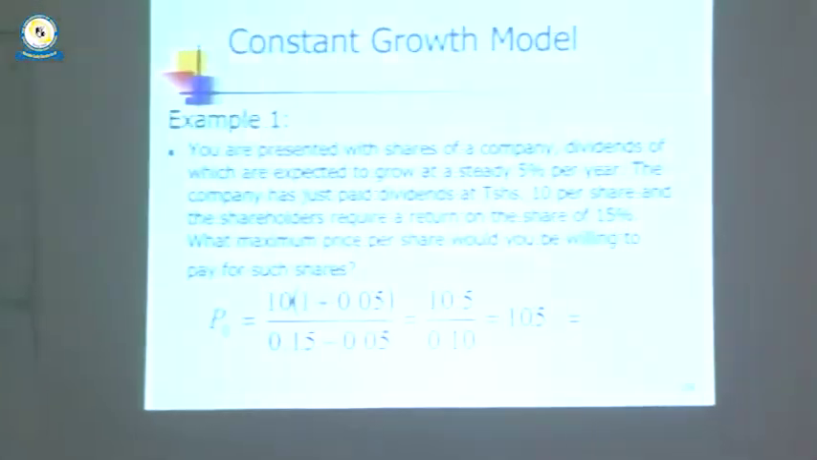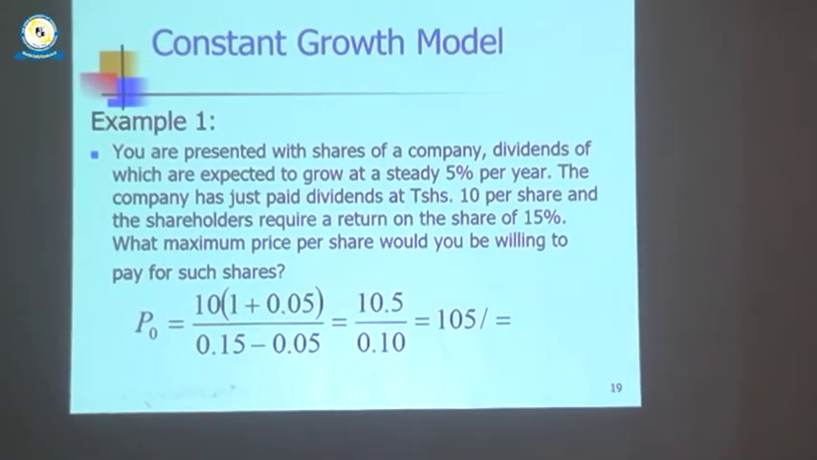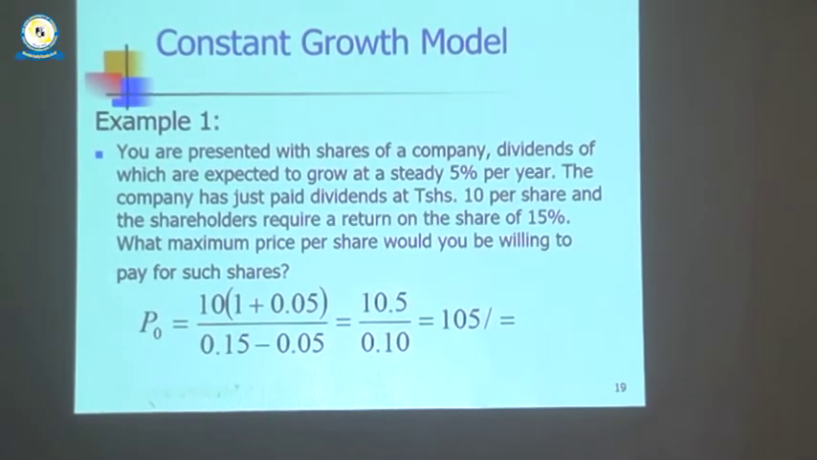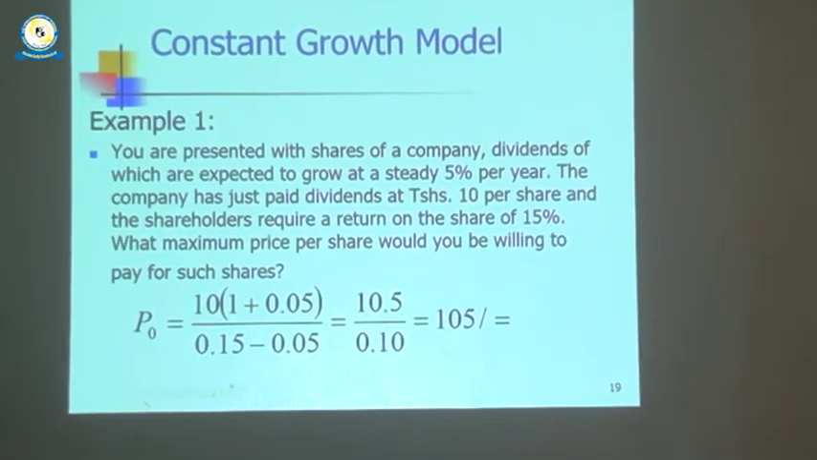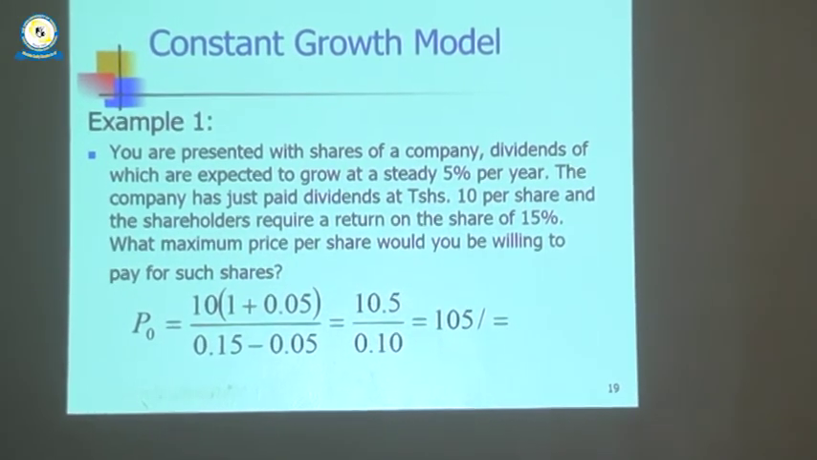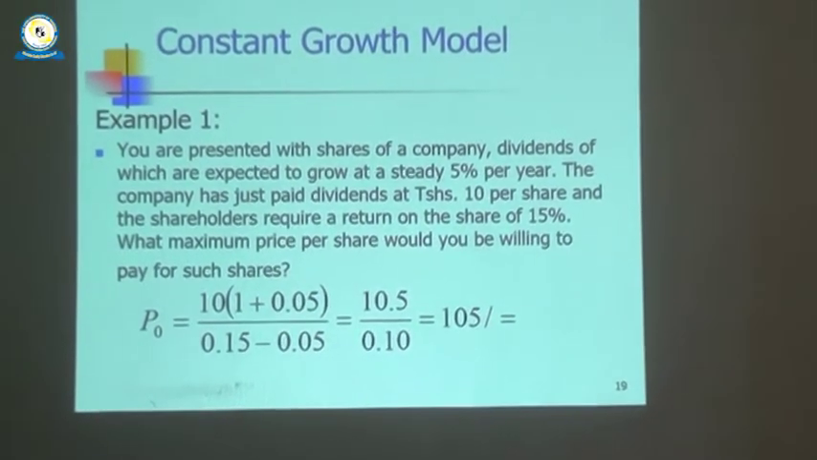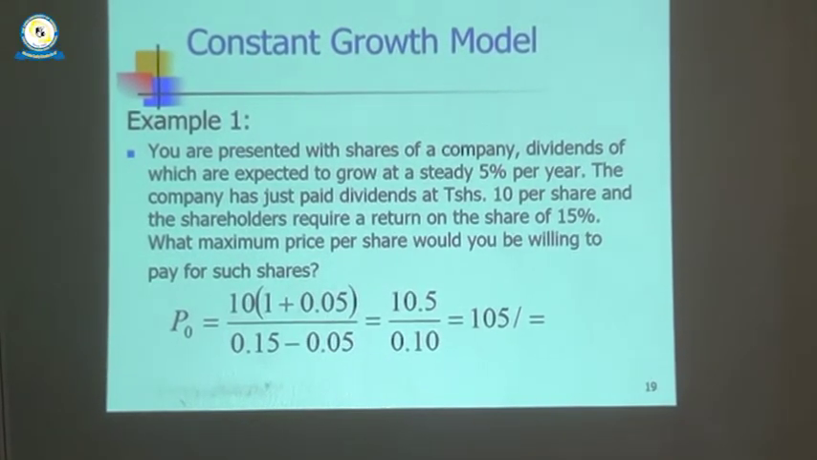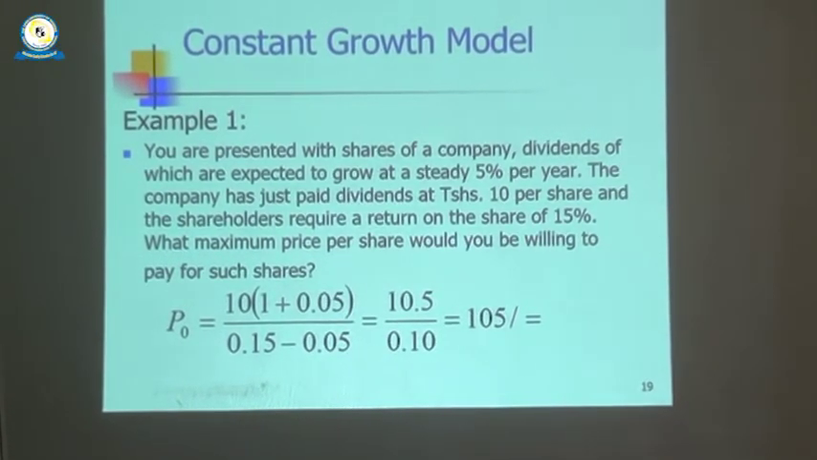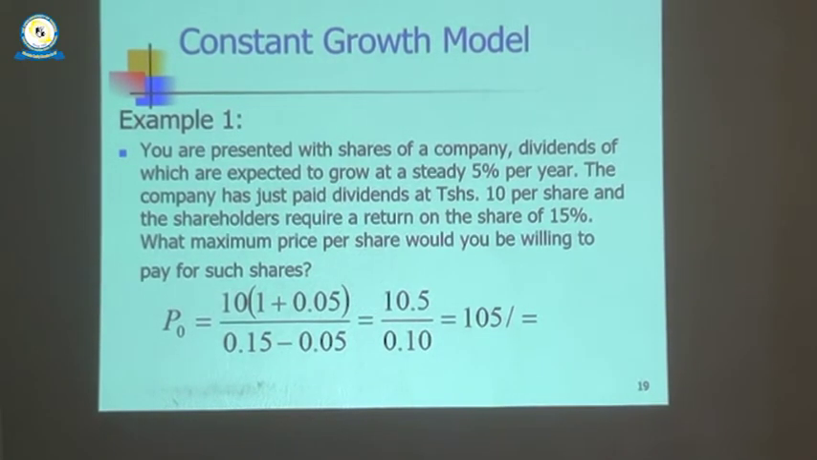For example, you are presented with shares of a company, dividend of which are expected to grow at a steady 5% per year. The company has just paid dividend of 10 shekels per share, and the shareholder required return of the share is 15%. What maximum price per share would you be willing to pay for such share?